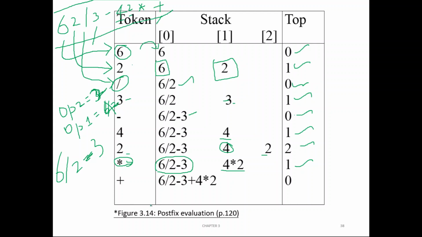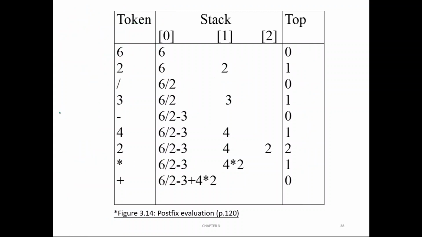Now again pop 2 times. If you pop for the first time, you will get the result of 4 into 2. Keep that in. Whatever you pop for the first time, that is 4 into 2, will go to operand 2. Operand 2 is nothing but the result of 4 into 2. And again pop for the second time.